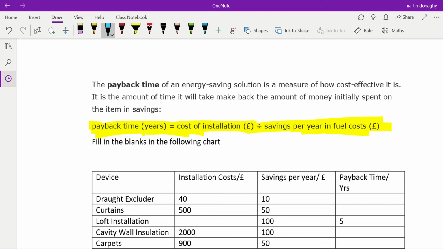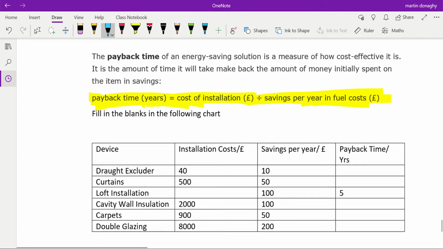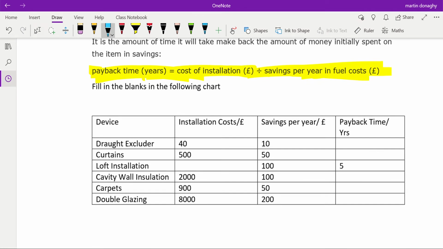It's best explained using an example. So our draft excluder, we bought quite an expensive one at £40, but we've worked out it's going to save us £10 per year. So in the first year I'll save £10, next year another £10, following year another £10, and in the fourth year I'll save another £10, and that adds up to £40. So it's going to take me 4 years to make back my initial outlay.